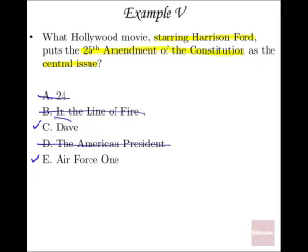So you can actually argue that C and E are the correct answers. And again, I would recommend, if you want to take a break and actually learn a little bit about the American presidency, Dave and Air Force One are great movies to watch.